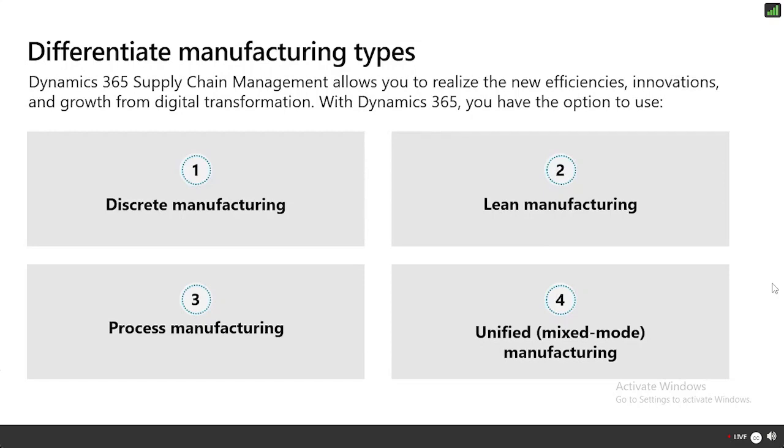So first, let's talk about discrete manufacturing. And that's pretty much any item that's going to be sold in a store. I want you to think of this as a type of product, and it's distinct. So that one product is a single distinct unit.